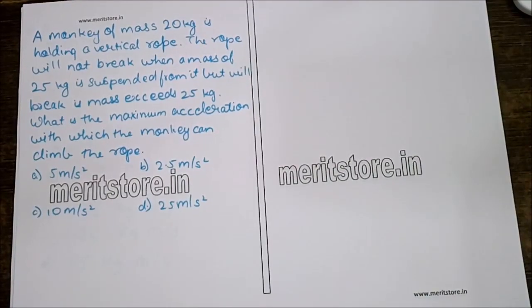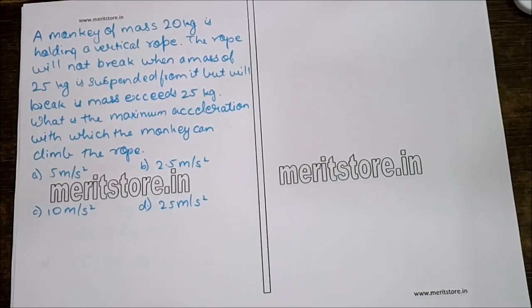A monkey of mass 20 kg is holding a vertical rope. The rope will not break when a mass of 25 kg is suspended from it, but will break if the mass exceeds 25 kg. What is the maximum acceleration with which the monkey can climb the rope?